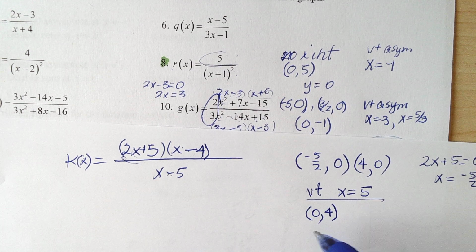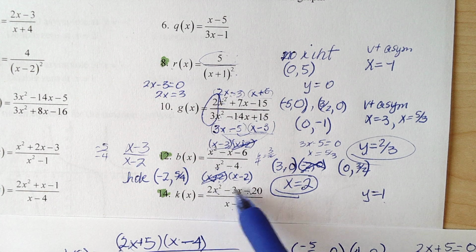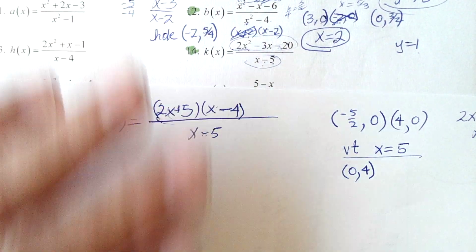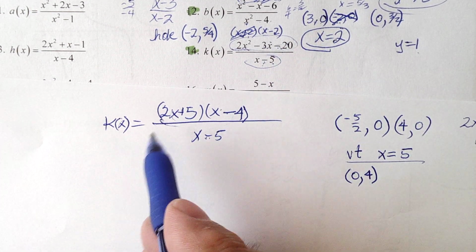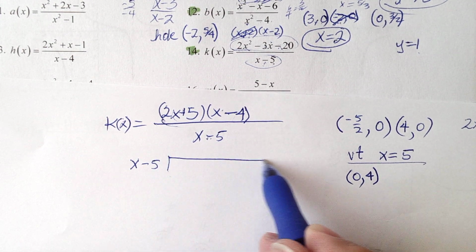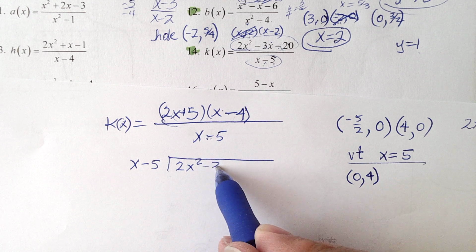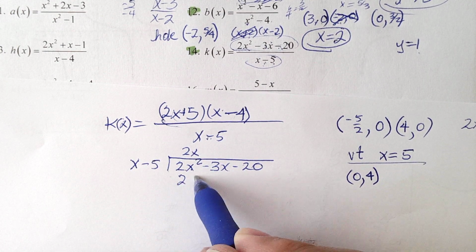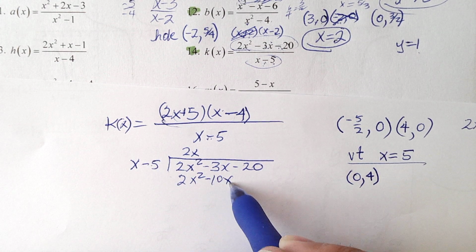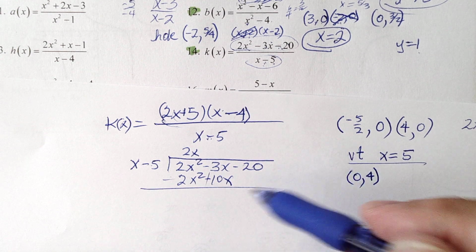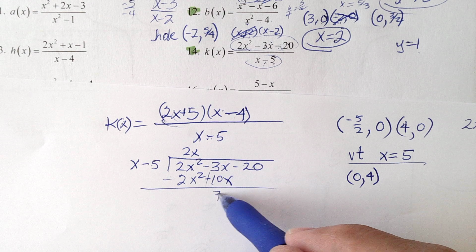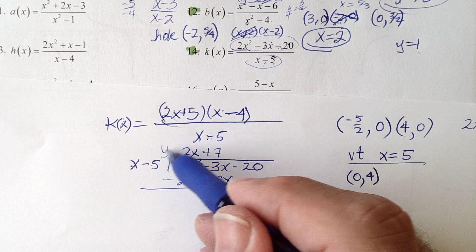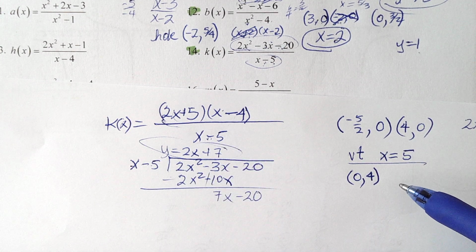And for the horizontal asymptote, the degree of the numerator is 1 more than the denominator, so I've got to divide this into this. I'm going to do that 2 ways. I can do it with long division. X into there is 2x times x makes 2x squared. 2x times negative 5 is negative 10x. Draw the line, change the signs, add like terms, and I get 7x minus 20. X into that is plus 7, and there's my equation of the oblique asymptote.